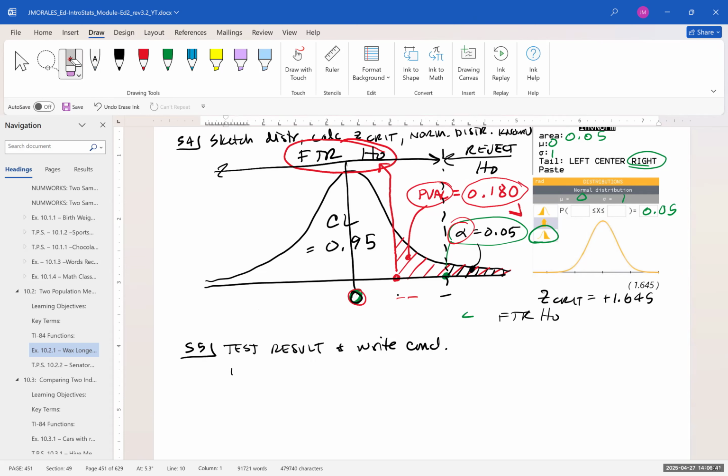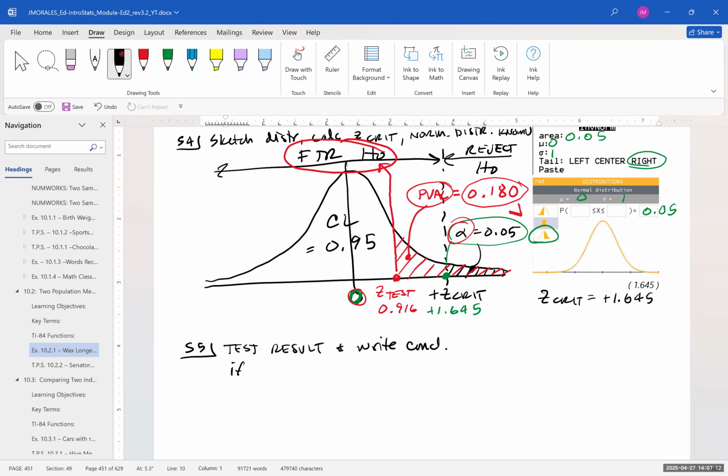All right, so I could complain about it or I could just fix it. So let's just fix it. All right, so this is our positive z critical value. Calculated that to be positive 1.645. We have our z test statistic of 0.916.